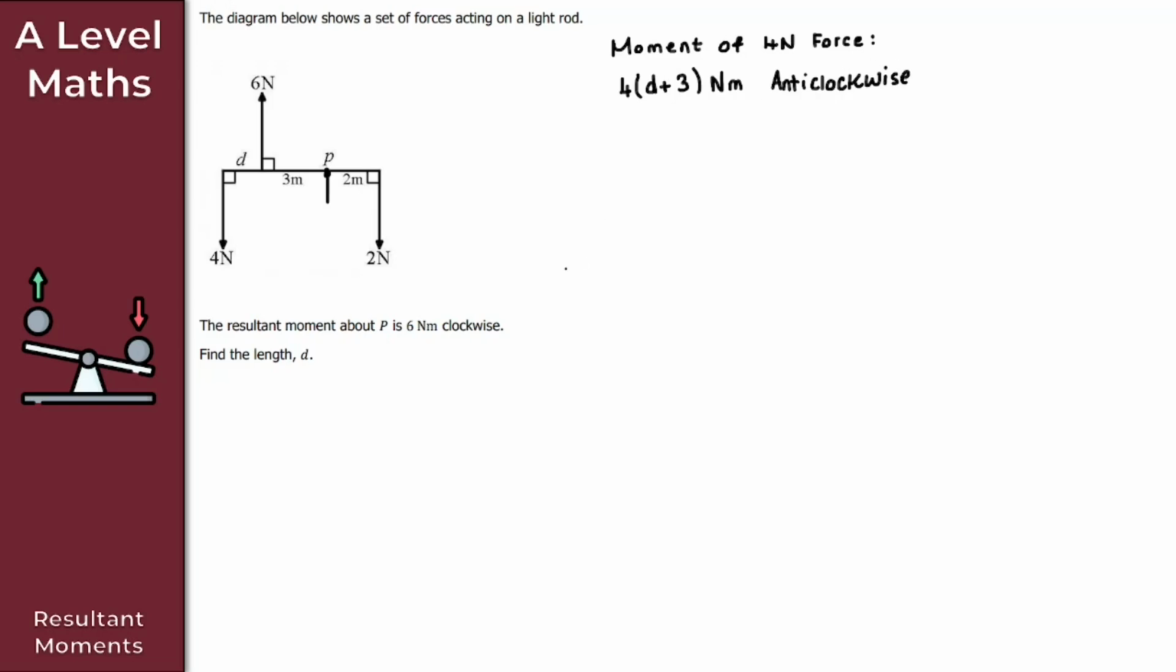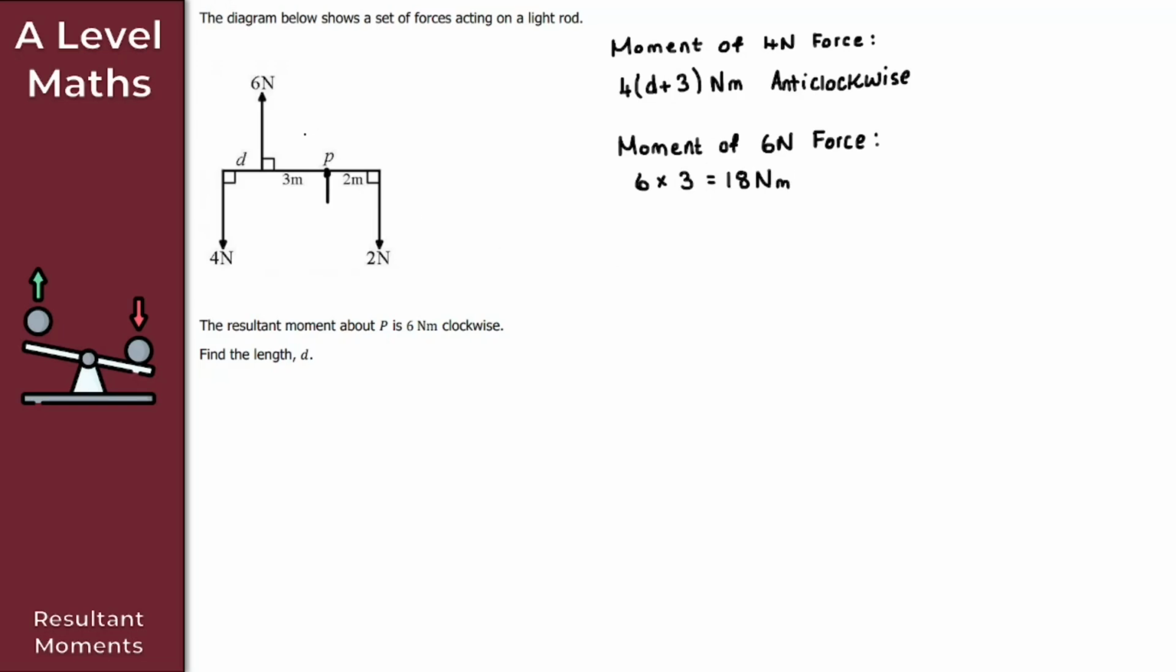Okay, so now let's move on and find the moment of the 6 Newton force here. Again, nice and straightforward by this point, right? This is simply the magnitude of the force, which in this case is 6. And we times it by the perpendicular distance here, which in this case is 3. So we do 6 times 3 here, which gives us 18. We get 18 Newton meters here.